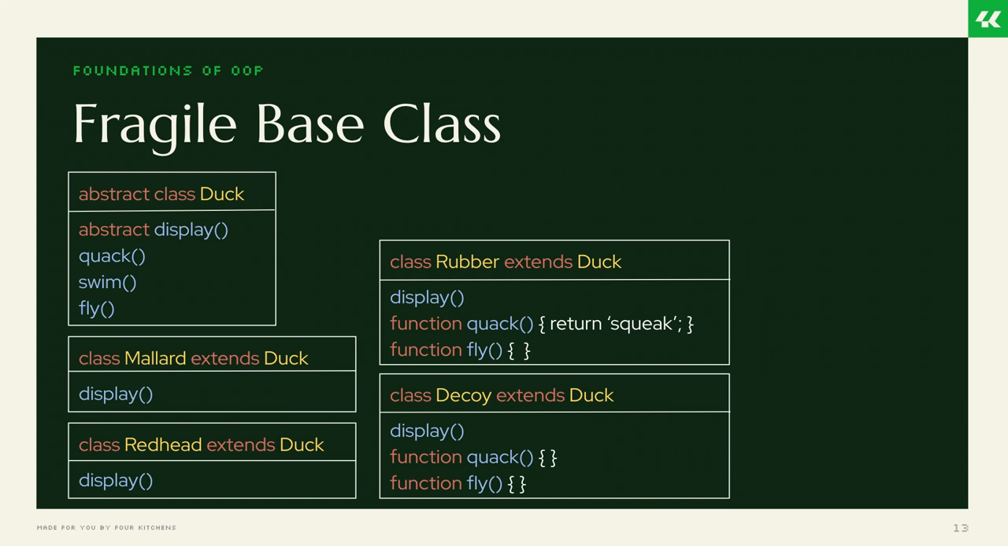Our first response is, okay, let's look at what's different. I'm going to take that rubber duck and I'm going to say, it does not quack, a rubber duck squeaks, and I'm going to override that child method. So now rubber duck quack method returns a squeak. And my decoy duck, that's a wooden duck. It should never quack. It should never fly, but I guess it could swim. You could throw it in the water. So I'm going to override those methods too.